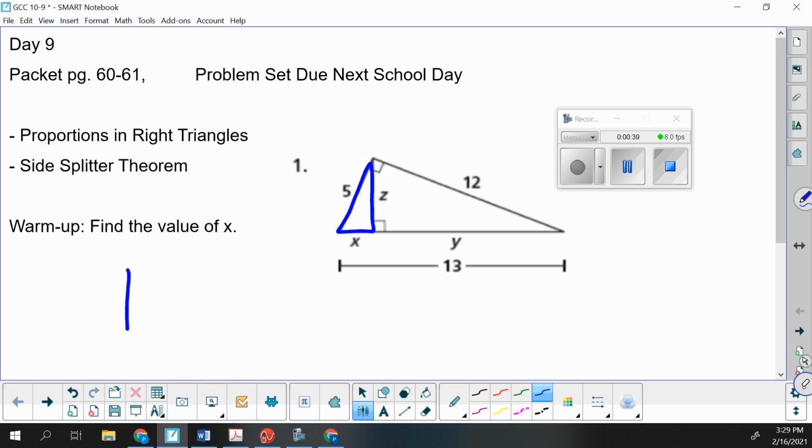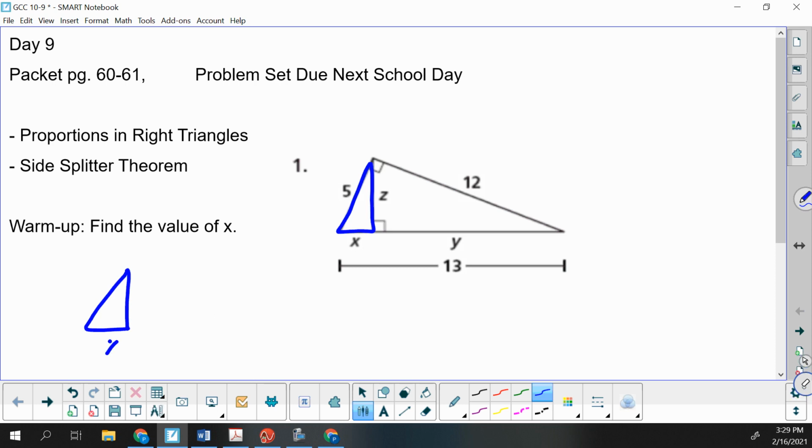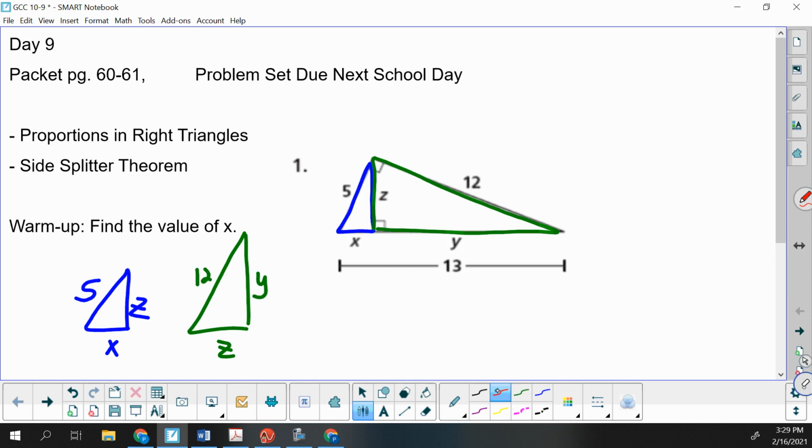So we'll call that one the blue triangle. So we've got x, z, and 5. We'll call this one the green triangle. We got to tilt it so there's z, here's y, and here's 12. And then we've got the big triangle, which is 5, 12, and 13. So we want to find x.